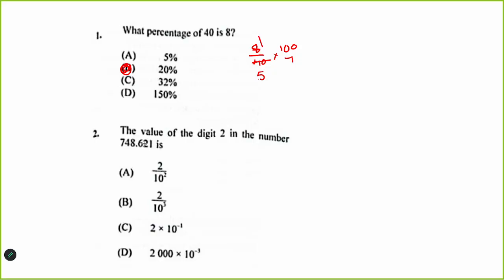What is the value of 2 in 7,848.621? You know this is supposed to be over. This 2, you counted the decimal as 1, and how many digits? 1, 2. So it would be 2 over 100, right? So what is 2 over 100? 2 over 10 to the power 2 is the same thing as 2 over 100. Yes, it is. So you know the answer is A.